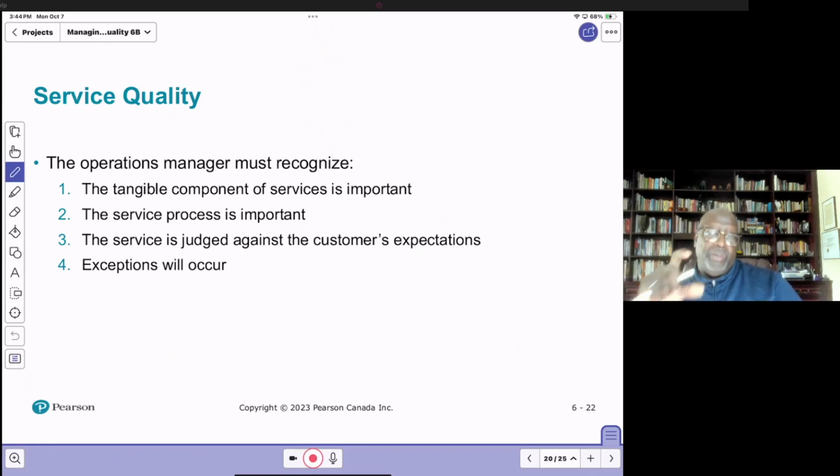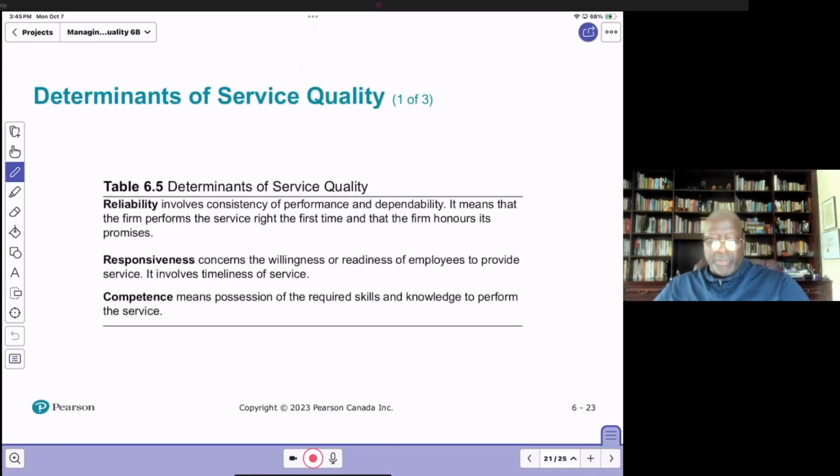All right? The service process is important as well: the steps that are being used, how the actual car is being washed, how it's being vacuumed. All of those things are also important aspects of the service delivery itself. So the service is judged against the customer's expectations, and sometimes exceptions will occur. But the customer will determine whether or not they are pleased with the quality of service they receive from you. Like product quality, where we identified a number of dimensions, there are also dimensions for service quality, or determinants if you wish.